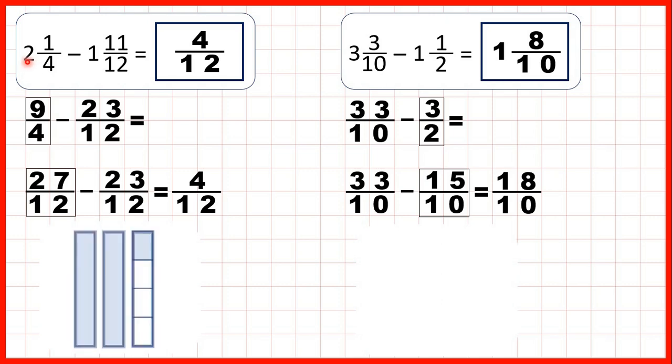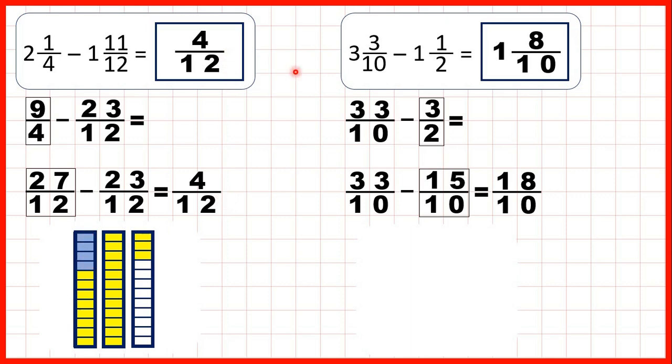So let's show fraction bars to see what we did here. For this first question, we started with 2 and 1 quarter. We changed that into an improper fraction, so we got 9 quarters. But we were subtracting twelfths, so we changed those 9 quarters into 27 twelfths. Then we could subtract 23 of those twelfths to leave us with just the 4 twelfths left in blue here as our answer.